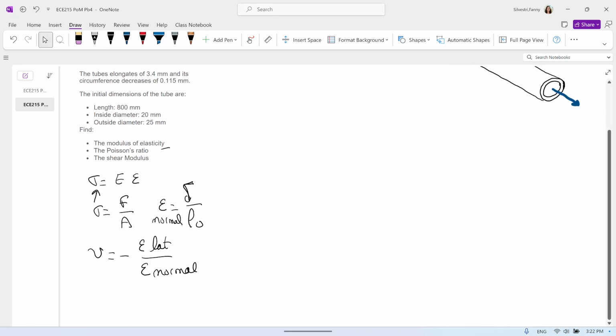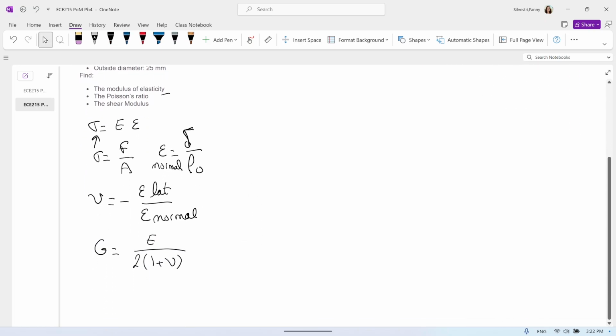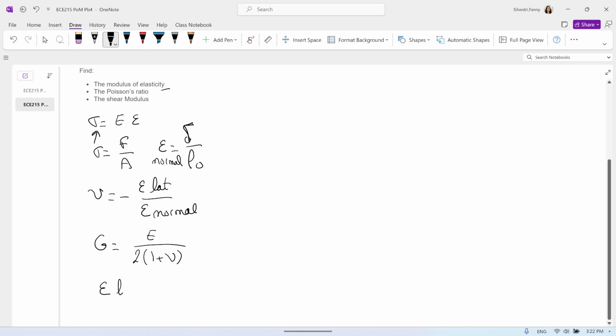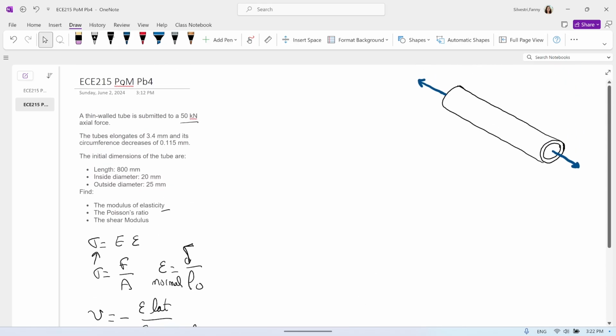And for the shear modulus, the formula that we have is G, that is the Young modulus divided by 2 times 1 plus nu. The only thing that we don't see in our formulas is the epsilon lateral. The epsilon lateral will be the change of the circumference, so the delta circumference minus the circumference initial, divided by the circumference initial. So that will be your change of circumference. The epsilon lateral is the change in circumference, the epsilon normal is the change in normal elongation.